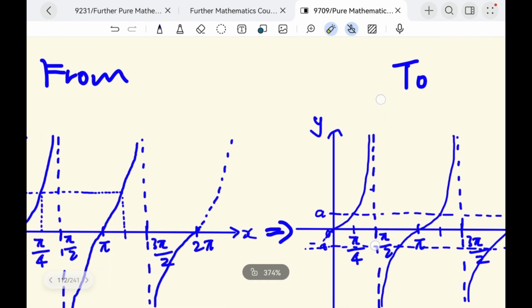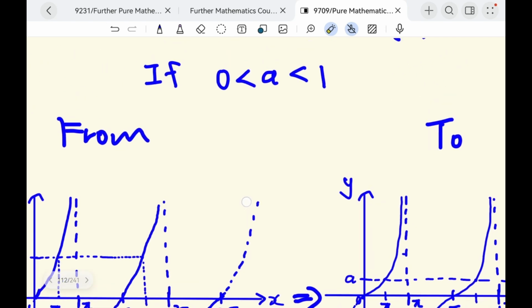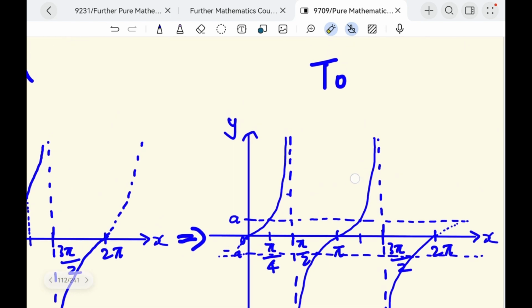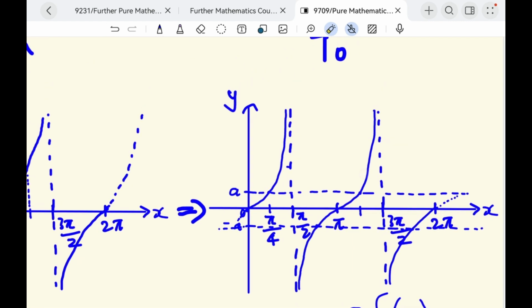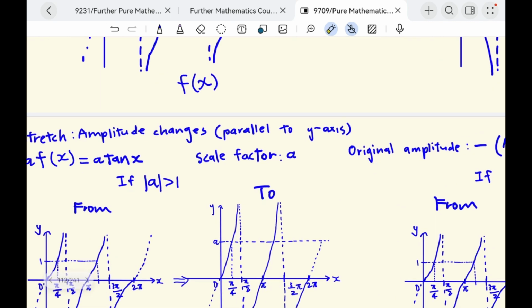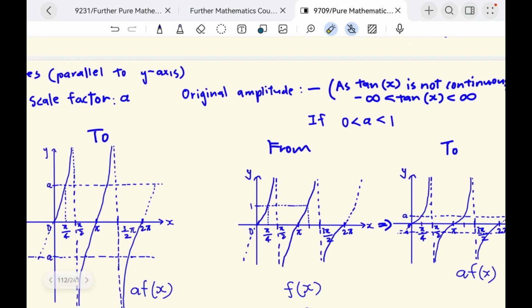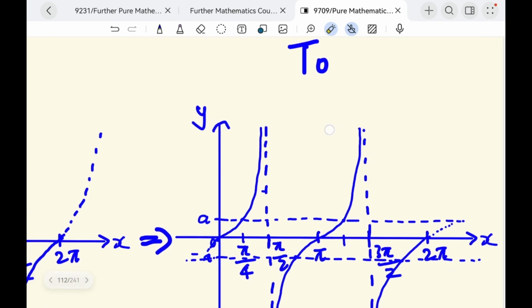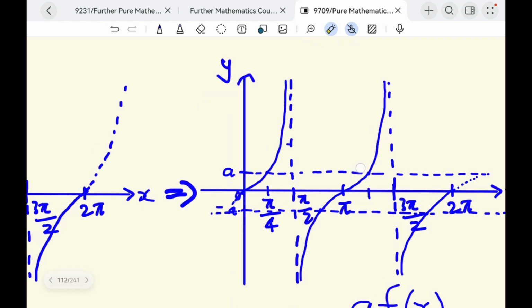So yeah. When a is less than 1 but not 0, it becomes like this, where a is less than 1 after the transformation, but as long as the x inside the tangent does not change, the extrapolation of a must be pi over 4, or pi over 4 plus n pi. Okay?